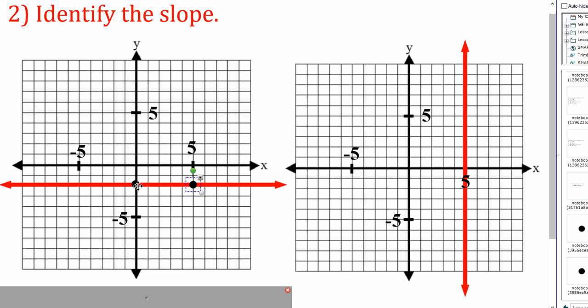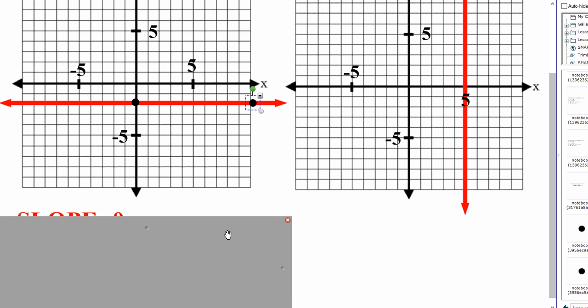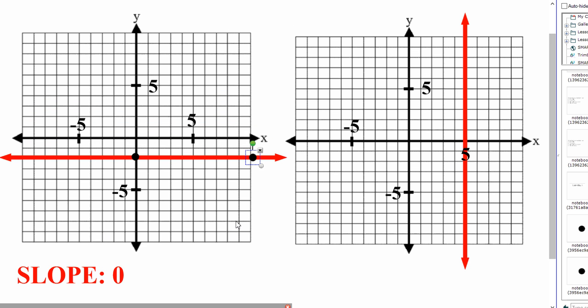Now notice I don't travel up or down to get to the next point, so my change is 0. But I would go to the right 5 units to get here. So the change in y over the change in x, 0 over 5, is 0. No matter where I put my 2 points, the change in y would always be 0. And we know that when you have 0 divided by a number, your answer is always 0. So our slope for the graph on the left is 0. This would be true for any horizontal line where there is no change to go from point to point vertically. Your slope is always 0.